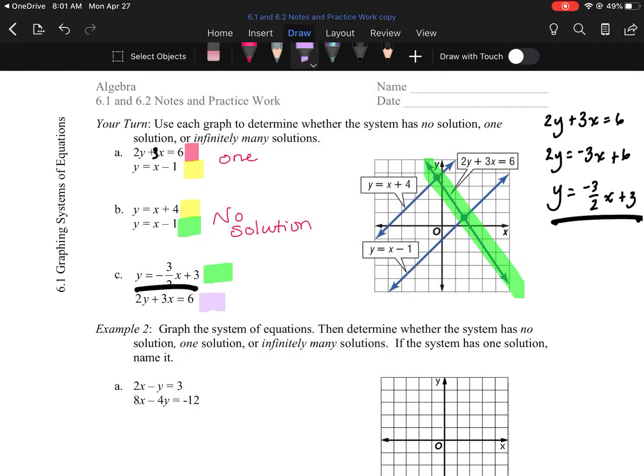Now I have my 2x plus 3 equals 6. Oh, that's the same equation. So we get many solutions. And technically it is infinitely many because the line goes on forever. We just usually write many solutions.